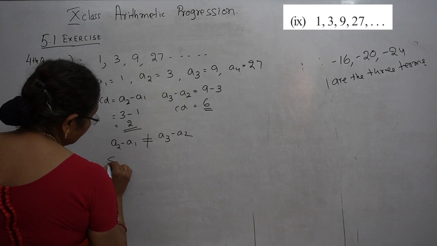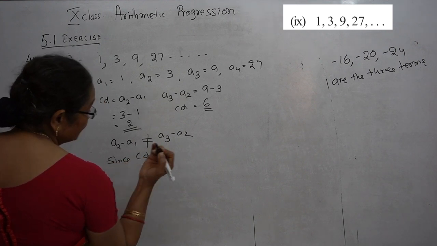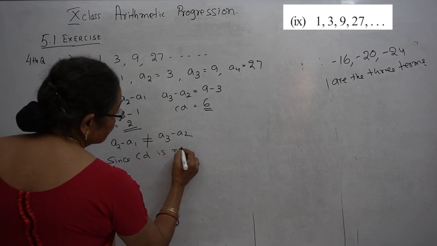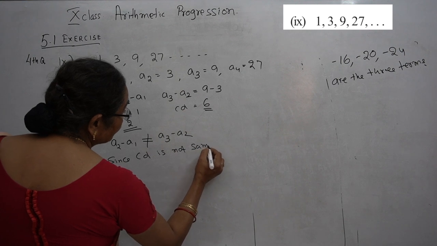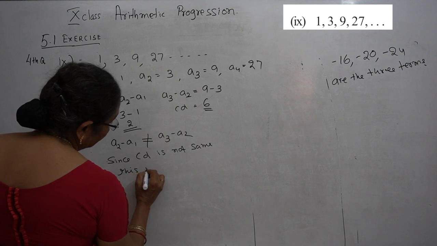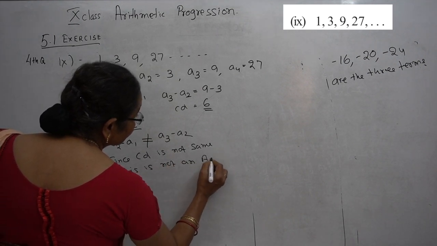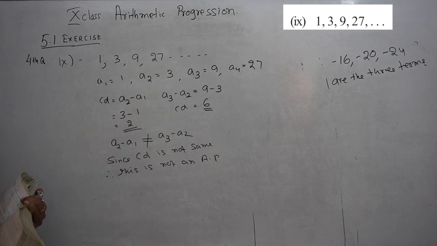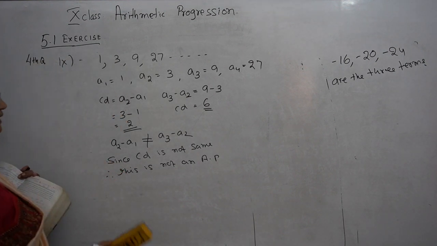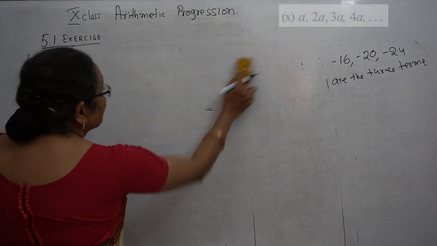Therefore, since the common difference (CD) is not the same, this is not an AP. Okay? Now let's go for the 10th sum. Understand? Okay, now the 10th sum, what is it saying?